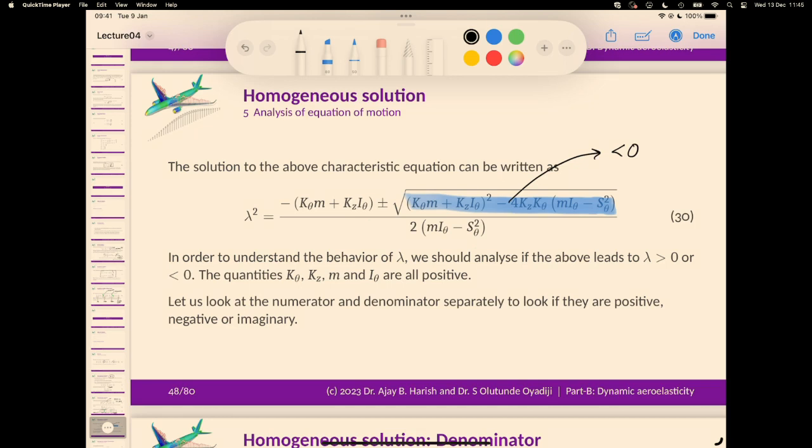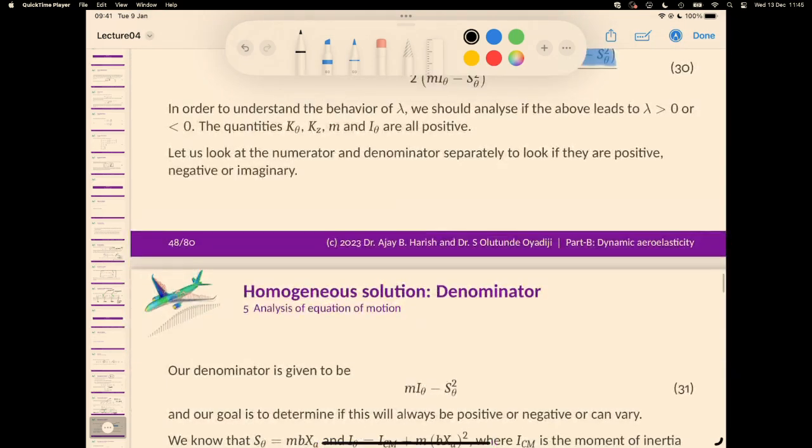So the whole implication comes down to understanding the behavior of this lambda, how it is changing. And then once we introduce the Q, or our dynamic pressure, airflow velocity, we want to see how this lambda natural frequency would change with airflow velocity. Without that, how is it changing? Then with that, how is it changing? Okay. So let's start to look at each of these individually.